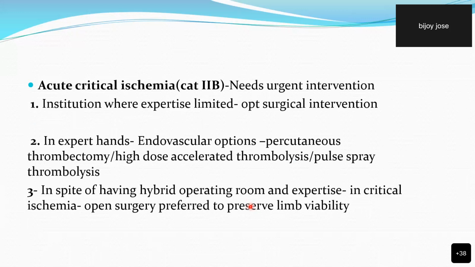Acute critical ischemia CAT 2B needs urgent intervention, and in an institution where expertise is limited, it is better to go for a surgical intervention. In expert hands, again, endovascular options like percutaneous thrombectomy, high dose accelerated thrombolysis, and pulse spray thrombolysis we can attempt. In spite of having a hybrid operating room and expertise in critical ischemia, open surgery is preferred to preserve the limb. So the decision in CAT 2B depends on the expertise of the surgeon. If they have the expertise to proceed with endovascular, like percutaneous thrombectomy and high dose accelerated thrombolysis with a high dose of Actilyse, they can try that initially.